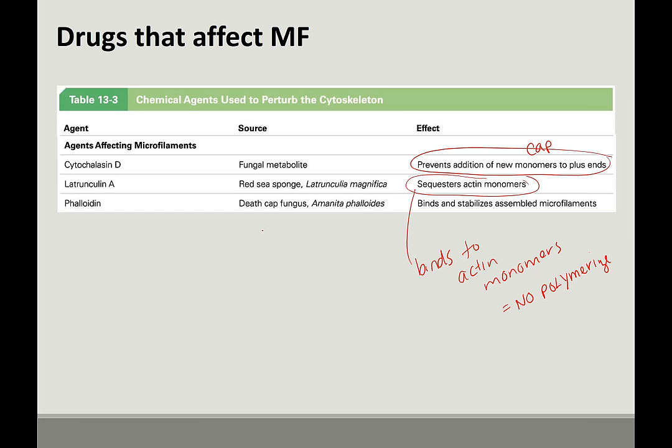Phalloidin, from the death cap fungus, binds and stabilizes assembled microfilaments, which means it's going to prevent growth or polymerization or depolymerization. So you're going to see in your homework that you're going to do a graph kind of like they do in the book for microtubules. And so if I say again something, we add phalloidin in, something that stabilizes, if this is length and this is time, right? Whatever you started out with, you just stay stable. And if you're preventing growth, but you can still depolymerize, you might start going down a little bit. So that's how you interpret the effects with regard to length of the growing microfilament chain.